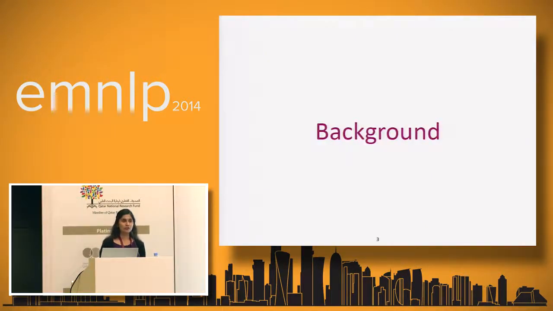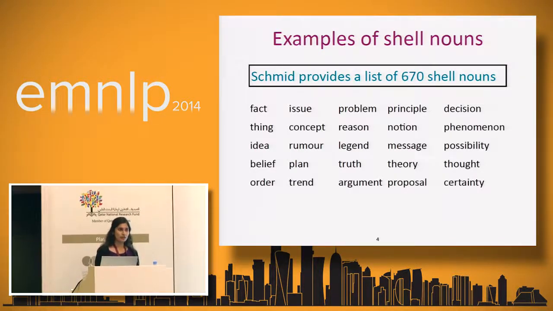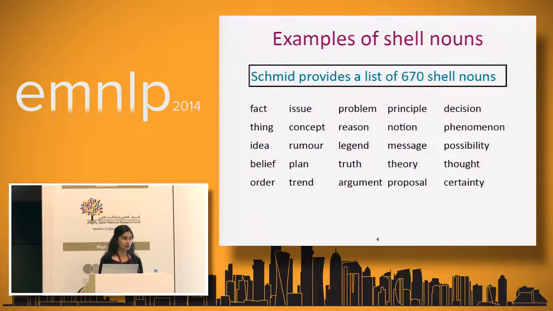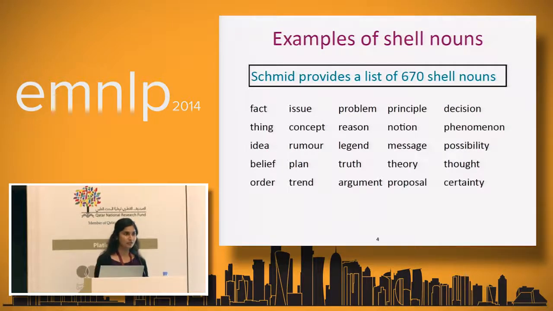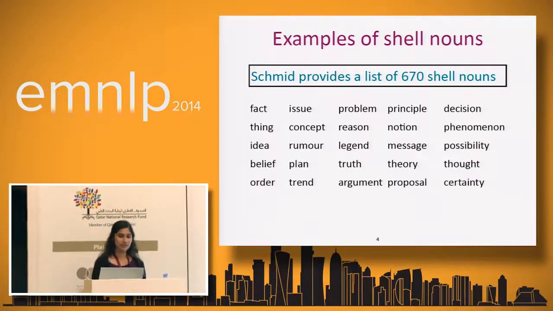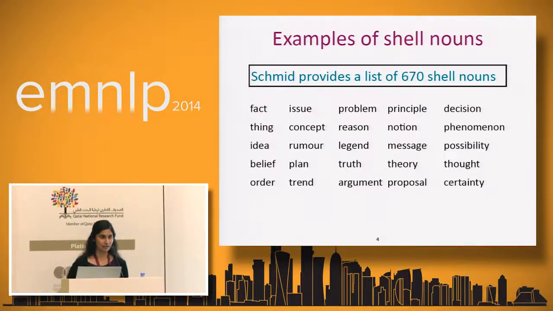Now, before I tell you about our method, let's look at the context of the problem. How many such nouns are there in English? The linguist Hans-Jörg Schmid has extensively studied shell nouns. He provides a list of 670 nouns that can be used as shell nouns. Here are a few examples: fact, issue, problem, principle, decision, thing, concept, reason, notion, phenomenon, and so on.